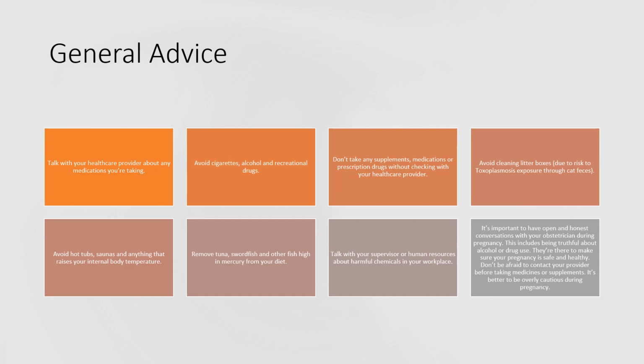Talk with your supervisor or human resources about harmful chemicals in your workplace. Last but not least, it's important to have an open and honest conversation with your obstetrician during pregnancy. This includes being truthful about alcohol or drug use. They're there to make sure your pregnancy is safe and healthy. Don't be afraid to contact your provider before taking medicines or supplements. It's better to be overly cautious during pregnancy.